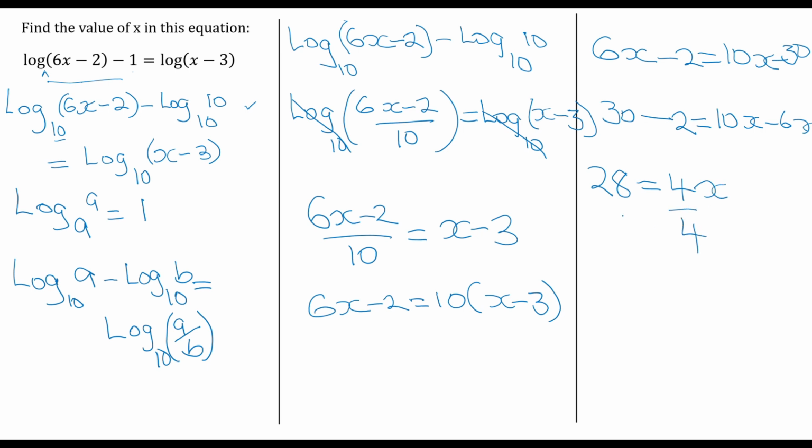Divide both sides by 4. What you have is 4 into 28 is 7. So the value of x is equal to 7.